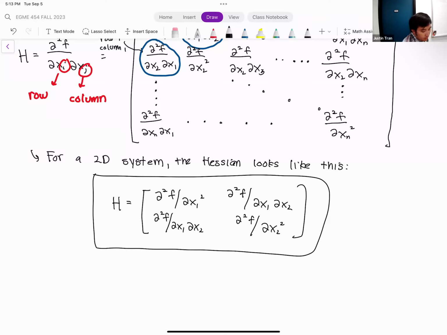How do we use this Hessian matrix to determine whether we have a maximum, minimum, or a saddle point for our optimization? Once we've computed the Hessian matrix, we have to check if the Hessian is positive definite. If the Hessian is positive definite, and I'll define what that means in a second, then the extrema that we found is a minimum.